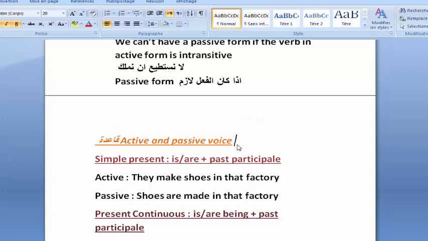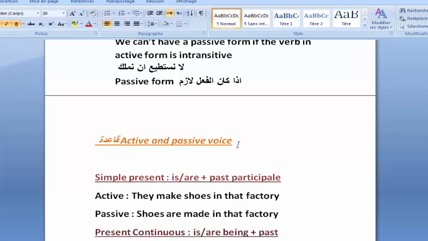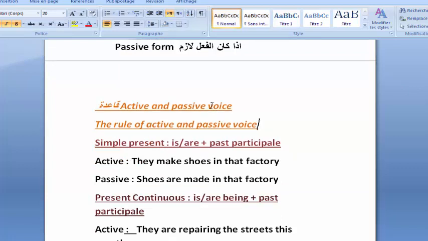دونك نشوفوا القاعدة، قاعدة active and passive voice. يعني القاعدة تاعهم، the rule of active and passive voice. So we will start by simple present يعني نبداو simple present، الحاضر البسيط. الحاضر البسيط نستعملو فيه is ولا are. is كي يكون مفرد و are كي يكون جمع، على حسب الجملة، وتزيد له past participle تاع الفعل.